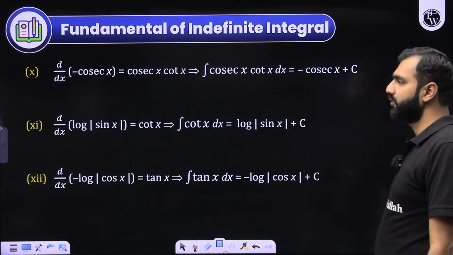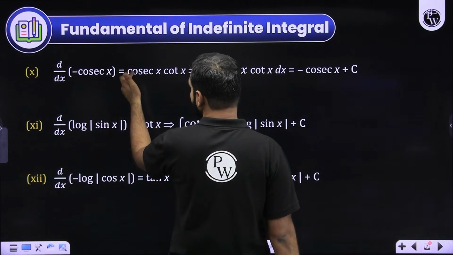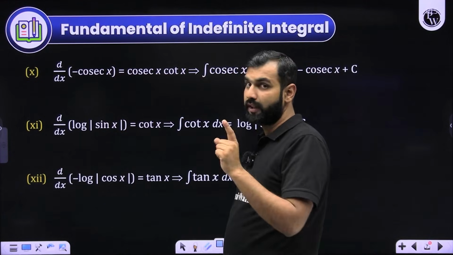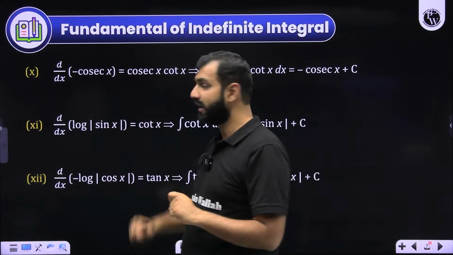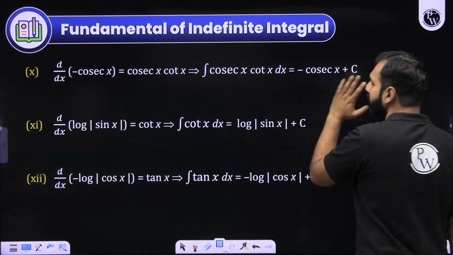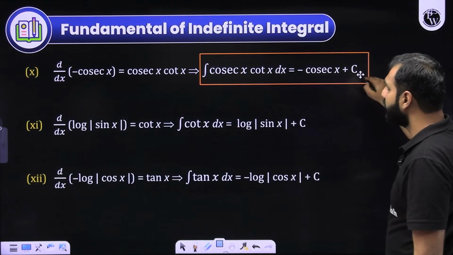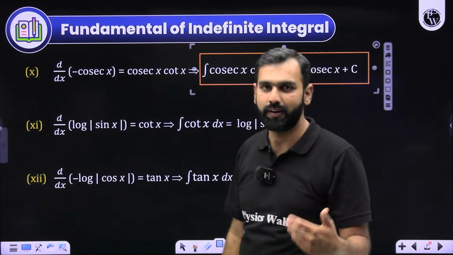Similarly here, if I proceed further, we knew that the derivative of cosec x is minus cosec x cot x. So the derivative of minus cosec x is cosec x cot x. So here, the integration of cosec x cot x will be minus cosec x. I hope there is no confusion on that. You must remember these formulae. It's simply a game of remembering and learning these formulae.